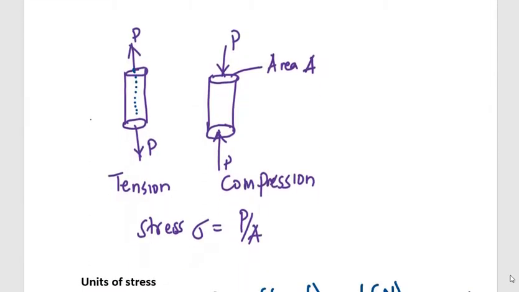This is the kind of loading that we are talking about. This one is the axis of the object. So this is in compression, this is in tension. Therefore the stress will be force over area, or what we can call load over the cross-sectional area.